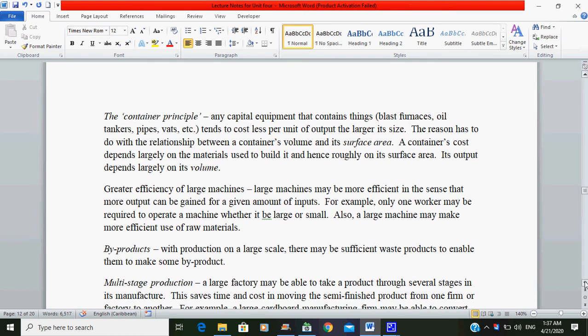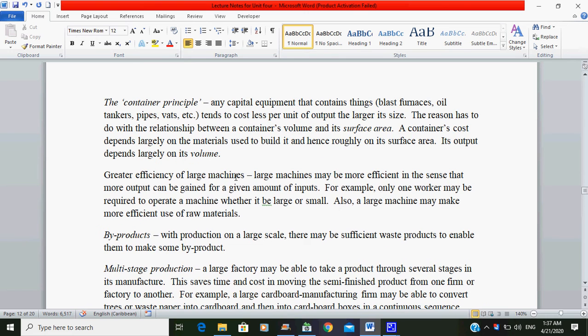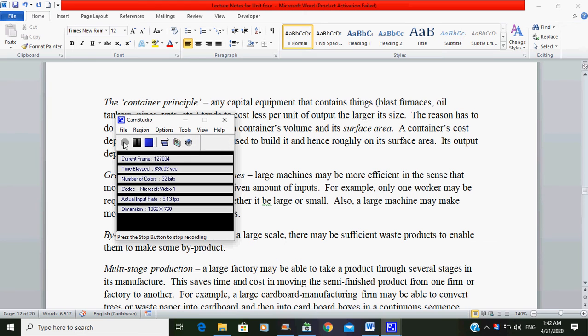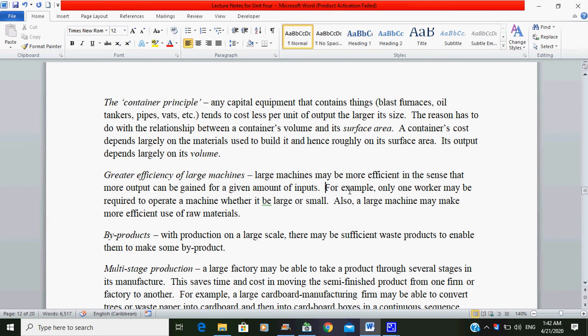The next one is greater efficiency of large machines. Large machines may be more efficient in the sense that more output can be gained for a given amount of inputs. For example, only one worker may be required to operate a machine, whether it be large or small. Also, a large machine may make more efficient use of raw materials.